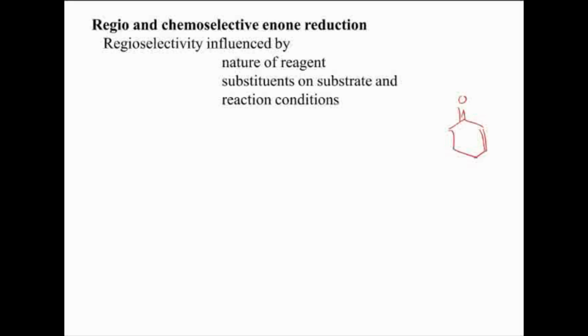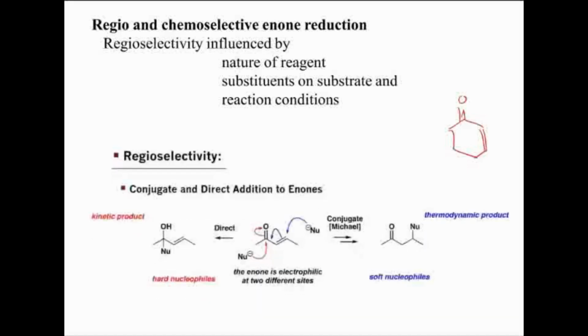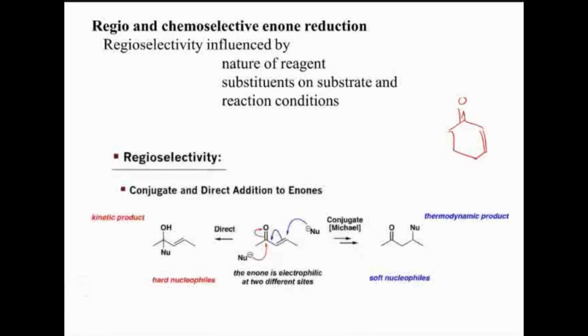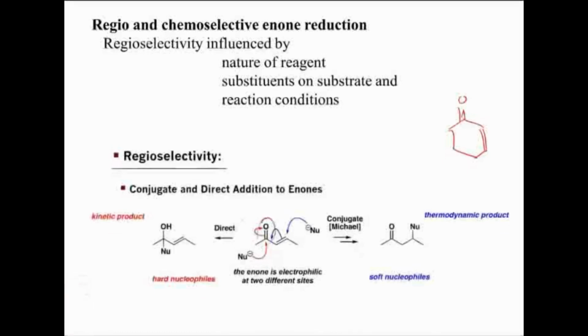So this is called regioselectivity. That is influenced by the nature of the reagent, substituents on the substrate and the reaction conditions. If only the carbonyl group is reduced, that is, the nucleophile attacks at this position, we will be getting alcohol. That is called direct addition. If we number it 1, 2, 3, 4, since the addition happens at this position, this is called 1-2 addition.